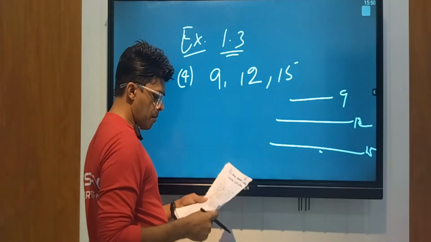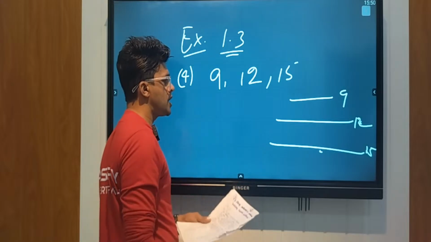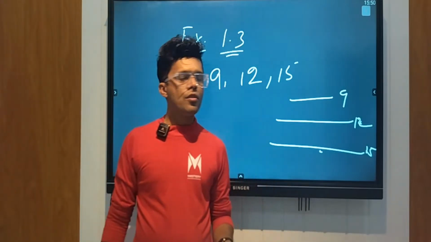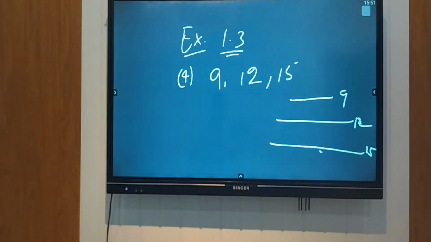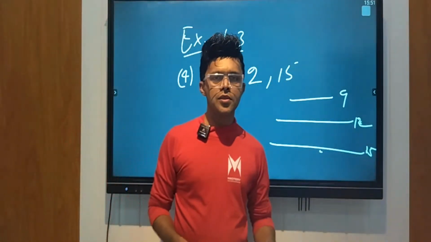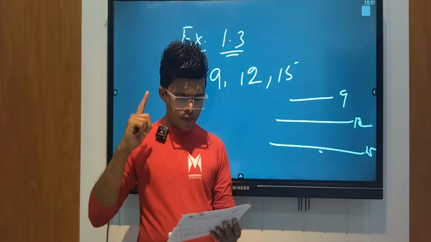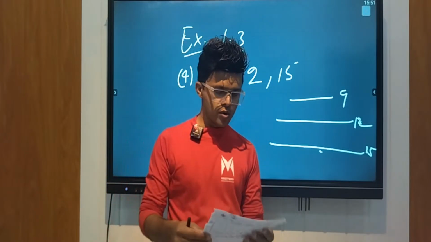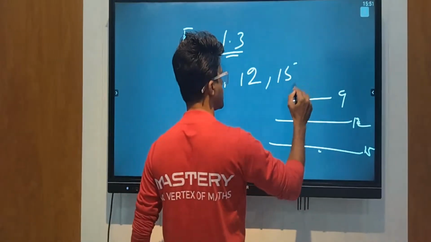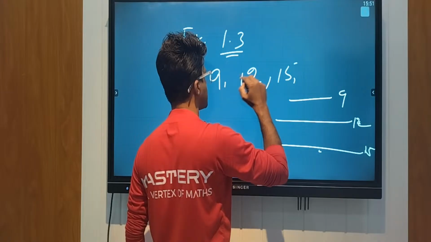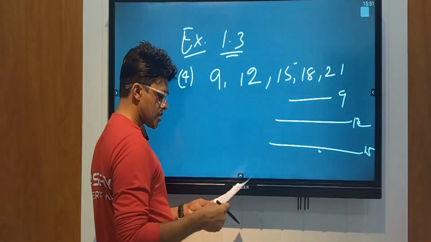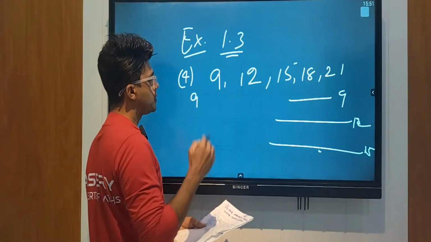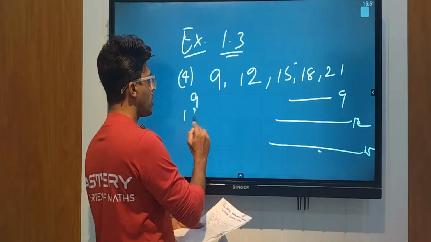You need to find the number of seats in the first 5 rows, which means the first row, second row, third row, and so on, with 3 seats added each time. 9 plus 3 is 12, 12 plus 3 is 15, 15 plus 3 is 18, 18 plus 3 is 21. These are the seats you get in the first 5 rows: 9, 12, 15, 18, 21.